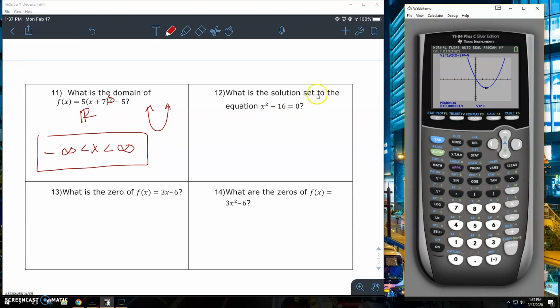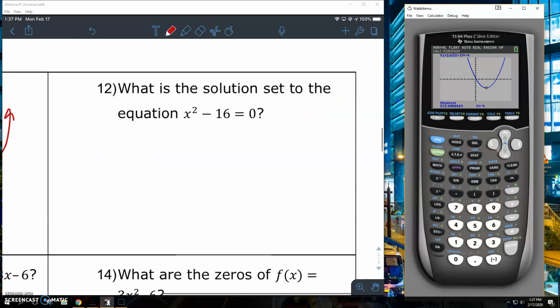12, what is the solution set to the equation? So it gave me an equation set equal to 0. So there's two ways we can solve this. Okay, we can type this in the calculator, or we can solve it by hand. Okay, I'm going to show you typing it in the calculator. So I'm typing in x squared minus 16, and what we're looking for are the roots.